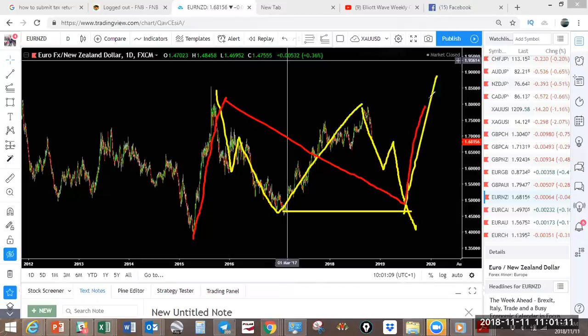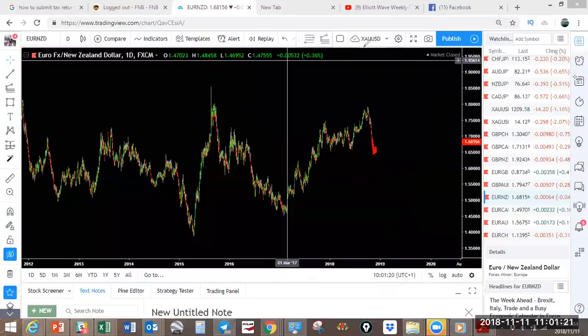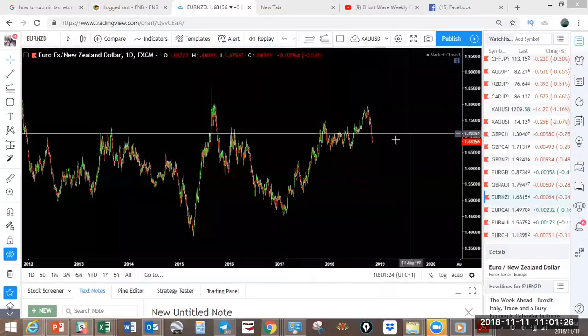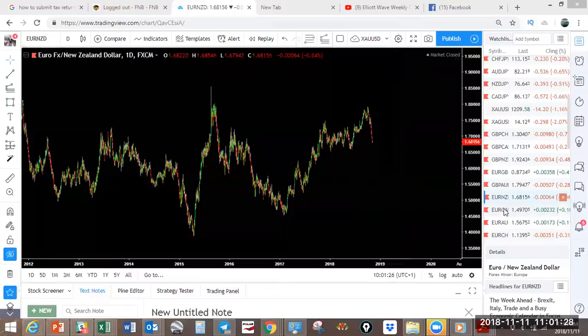1, 2, 3 before we drop. Okay, so the higher degree, that's what we're looking at. We're looking out for this big correction, big flat correction. Look for corrective structure in the lower degree on Euro New Zealand for further downside.